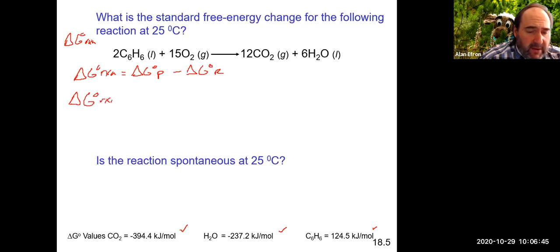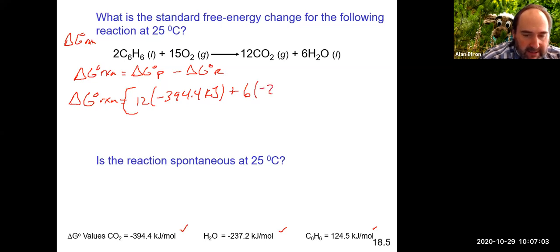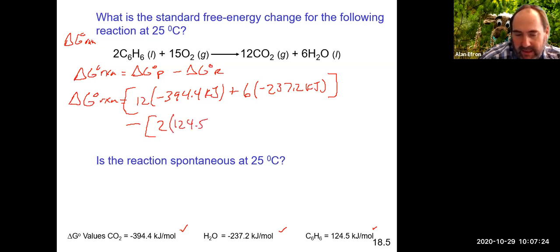So delta G naught of our reaction would be our product side. We have 12 CO2s, so each CO2 is minus 394.4. We're then going to add that to our other product, which is water. So we have 6 of those at minus 237.2. And that takes care of all of our product side. We're then going to subtract our reactant side, and that is 2 times our benzene, C6H6. So 2 times 124.5, as these are our delta G formation values.